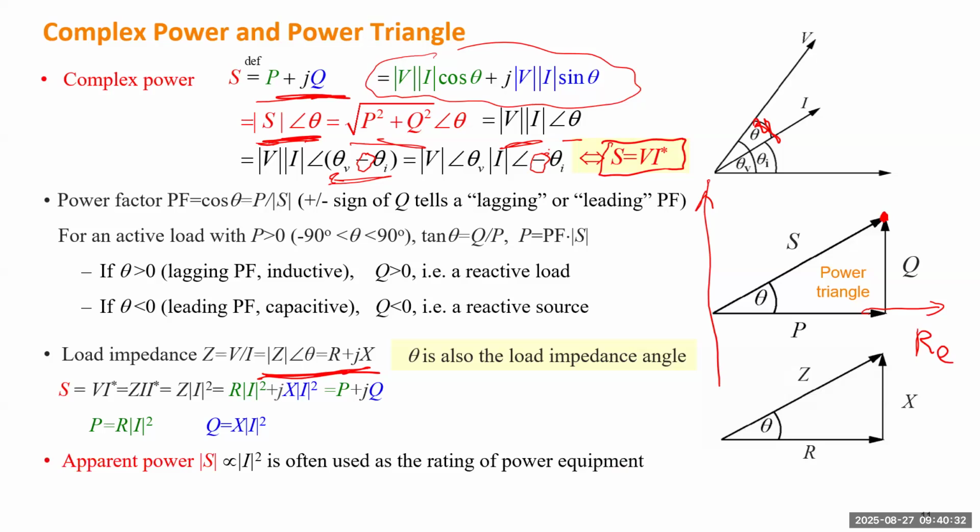Next, we know apparent power is proportional to the RMS value of current squared. Usually we use either S or the current squared as the rating of power equipment. When you see the rating on the plate of some device, that usually means apparent power, because power factor can change in the system. Apparent power really indicates the capacity of the device.